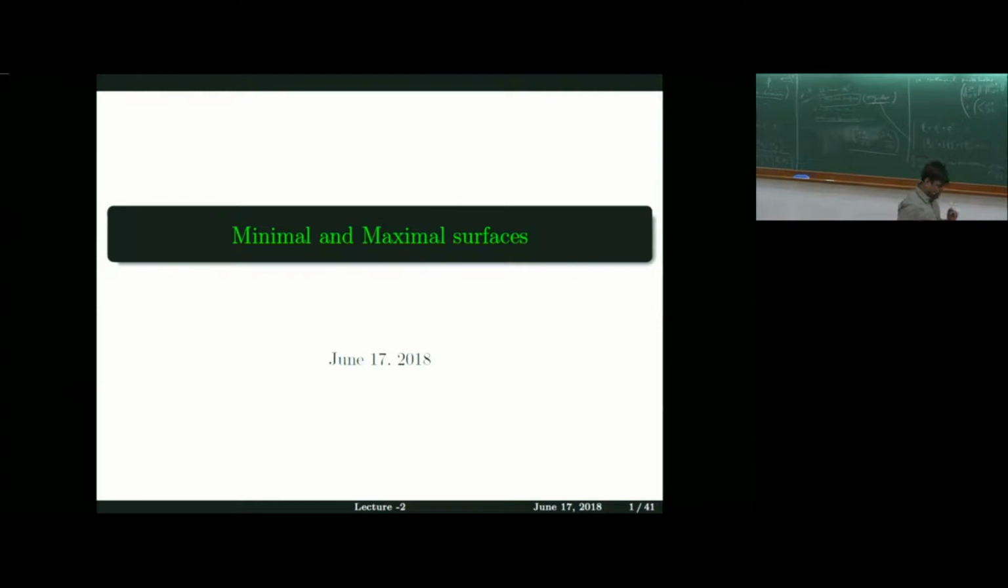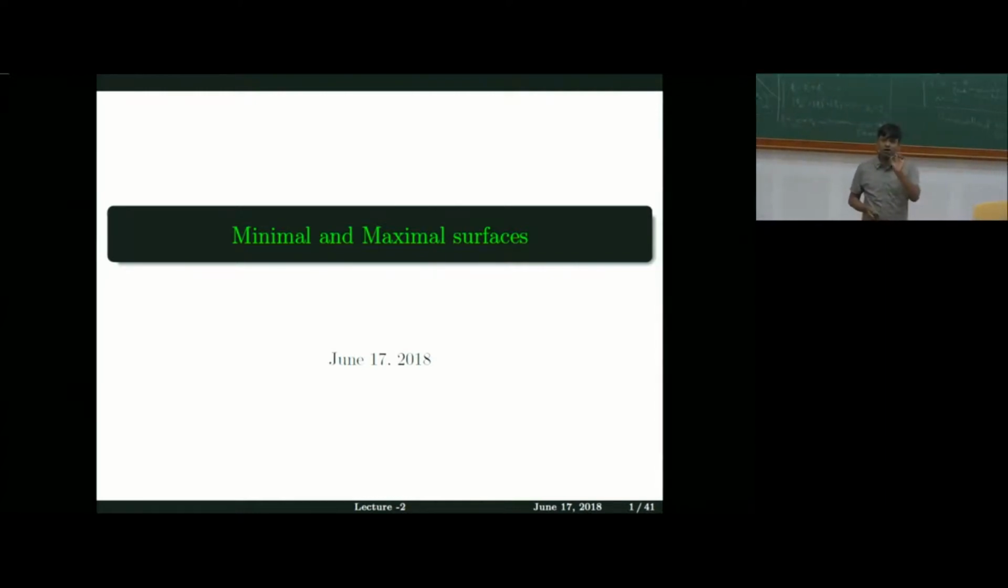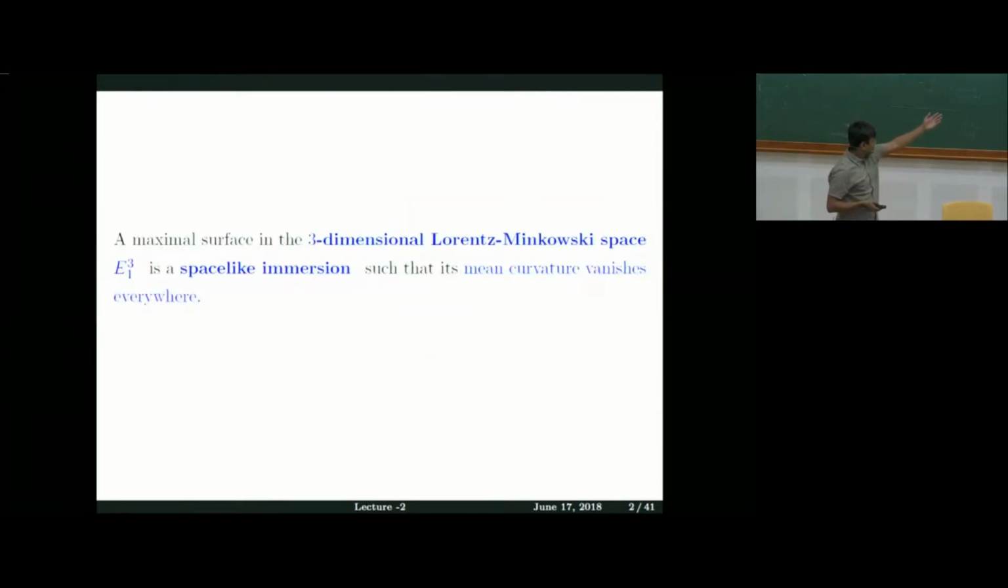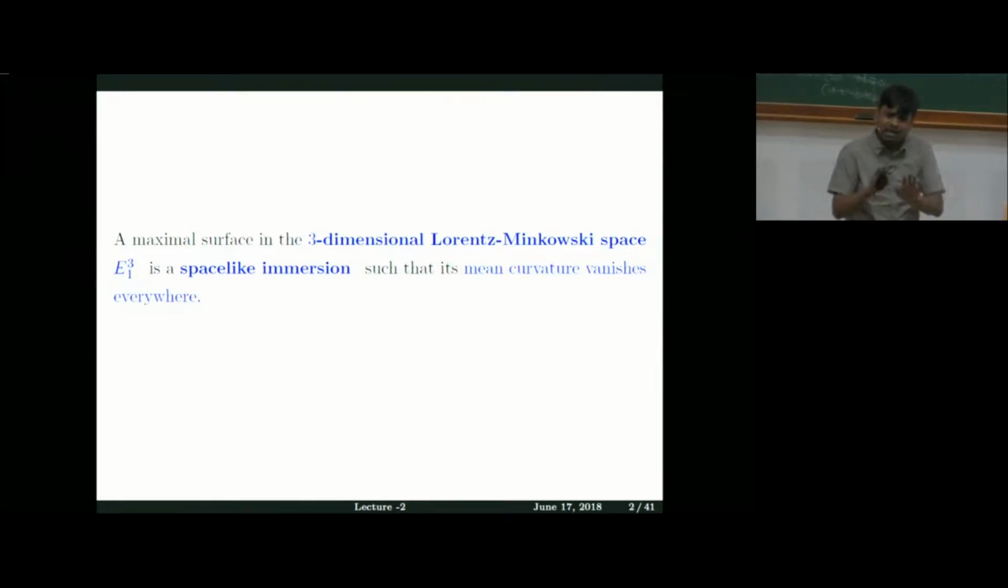But before going into detail of the maximal surface, as we know R3, we have a feeling: what is R3? What are the independent vectors and other things in R3? We can discuss. Of course, we don't know a lot of things. So a maximal surface in 3-dimensional Lorentz-Minkowski space is a space-like immersion. What is that? We'll try to learn everything. Lorentz-Minkowski space, what is that? Space-like immersion.